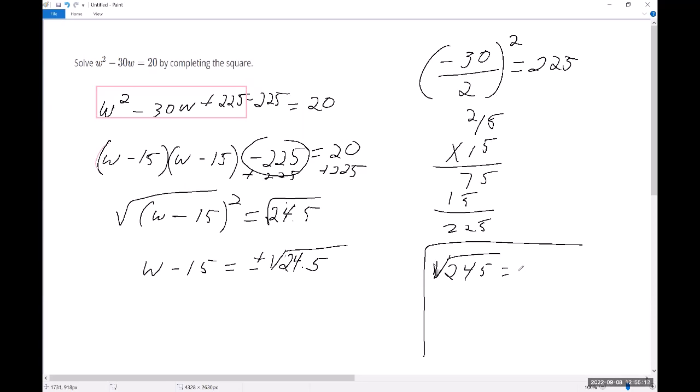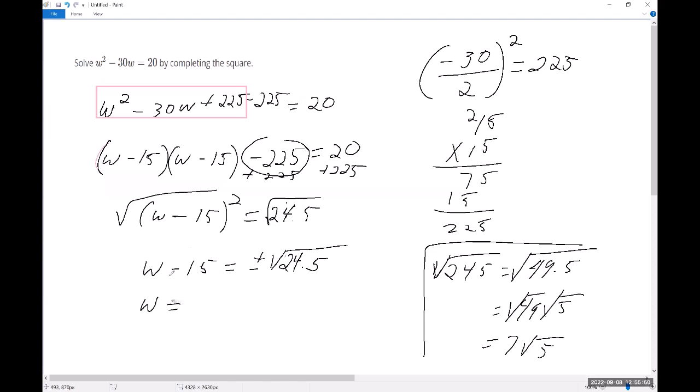I know it's divisible by 5. I don't know how many times 245 is divisible by 5. There might not be anything we can do, but it's something you should always check. Oh yeah, actually it is going to be nice. So it's going to be 49 times 5, which is the square root of 49 times the square root of 5, which is 7 root 5. So this is going to be W.